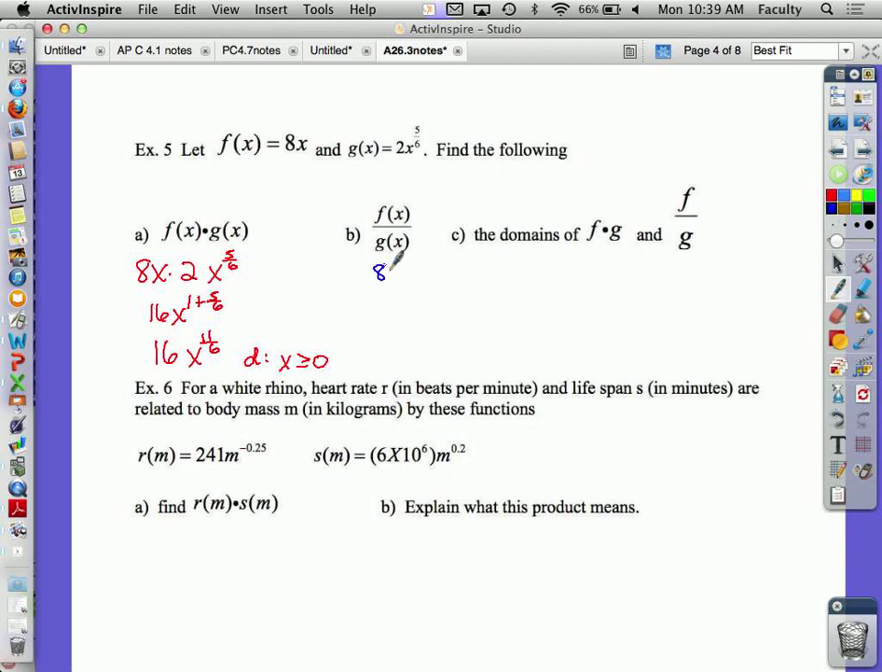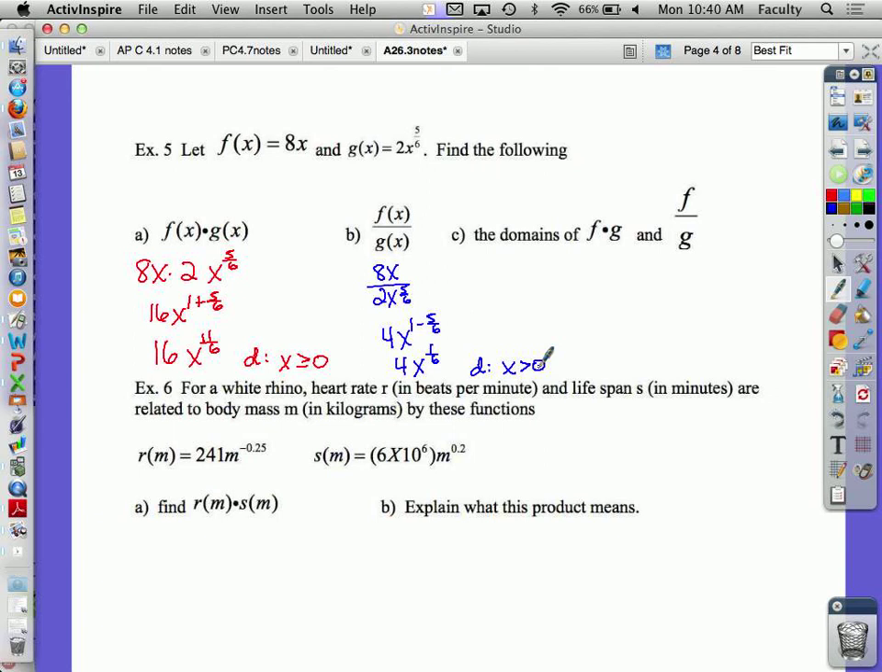Letter B, f of x divided by g of x would be 4x to the 1 minus 5/6. So it's 4x to the 1/6. Now it's an even root, so x initially is greater than or equal to 0. But because we had a part where x was in the denominator, we can't have x be equal to 0, okay? All right, any questions up to this point?